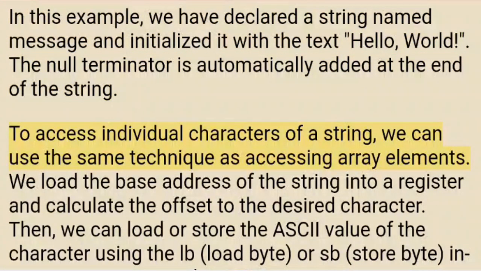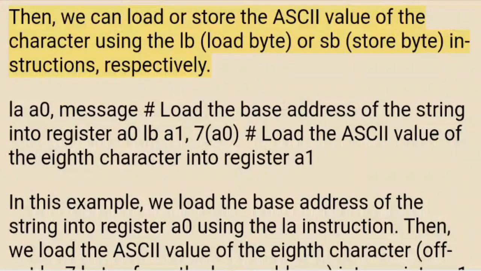To access individual characters of a string, we can use the same technique as accessing array elements. We load the base address of the string into a register and calculate the offset to the desired character. Then, we can load or store the ASCII value of the character using the LB load byte or SB store byte instructions, respectively. LA A0, message # load the base address of the string into register A0. LB A1, 7(A0) # load the ASCII value of the 8th character into register A1.